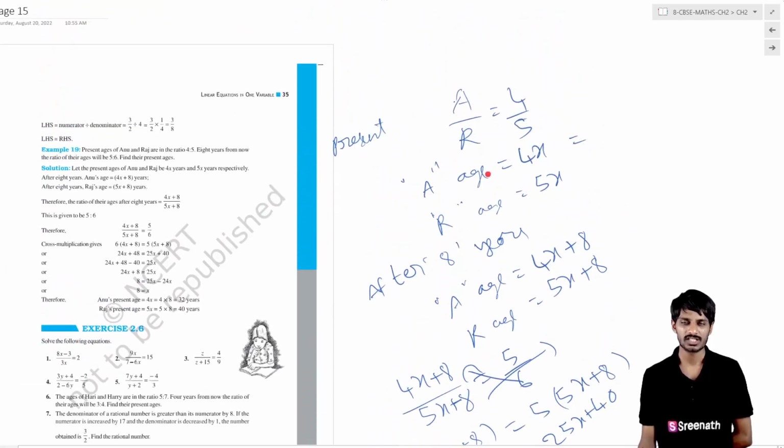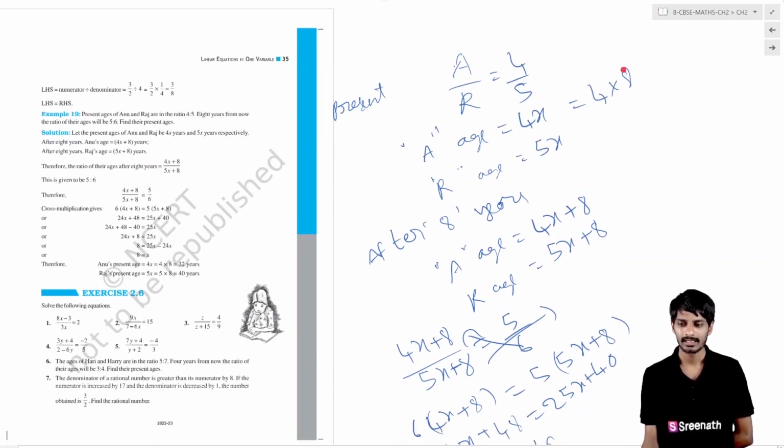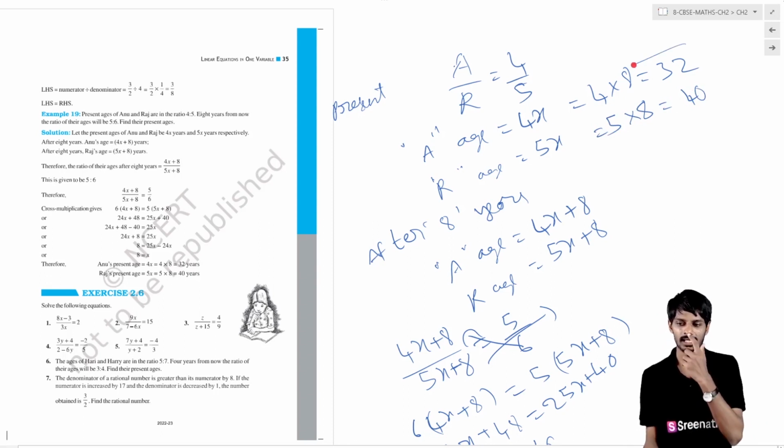So what is the age of Anu? That is 4 into 8. 8 fours are 32. And what is the age of Raj? Raj is 5 into 8. 8 fives are 40. These are the ages. Okay, in this way you can find it.